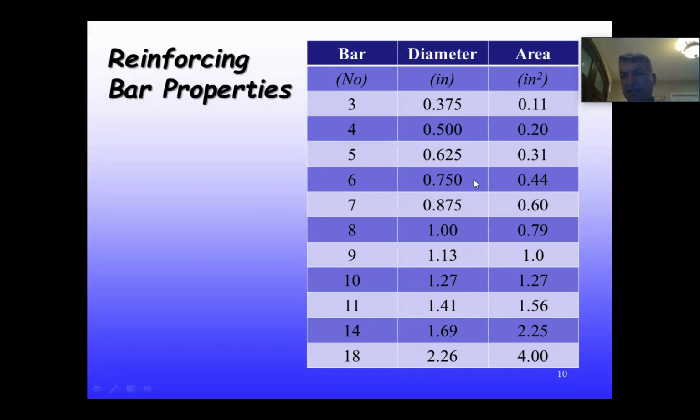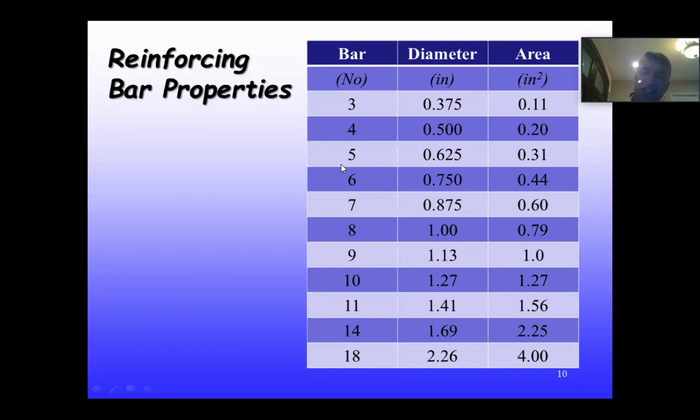Reinforcing bar properties. So when we say a bar, we saw that in chapter 1. So in this country, we have bars from number 3, 4, 5, 6, 7, 8, 9, 10, 11, 14, 18. That's it. Those are the bars. You can get number 2. We call those pencil bars. Remember, in the lab we saw the pencil bar, but they're not used a lot. They're very, very small.